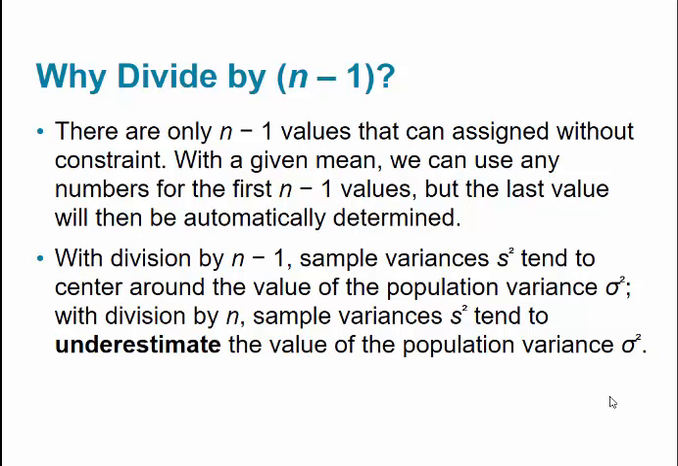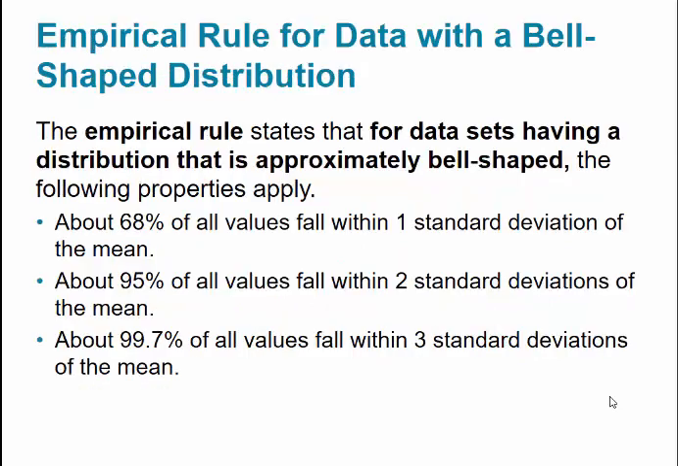Now, with a given mean, we can use any numbers for the first n minus 1 values, but then the last value will be automatically determined. Now, when we divide by n minus 1, sample variances s squared tend to center around the value of the population variance sigma squared. With division by n, sample variances s squared tend to underestimate the value of the population variance sigma squared. So that's why we divide by n minus 1 as a better estimator.